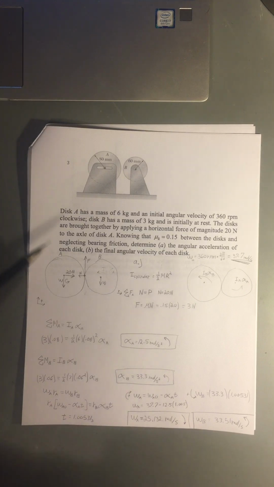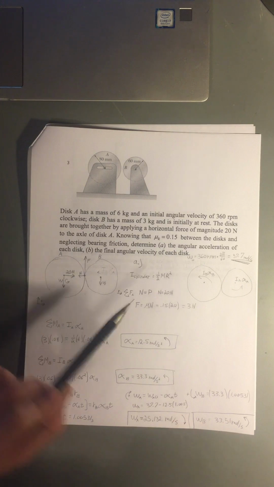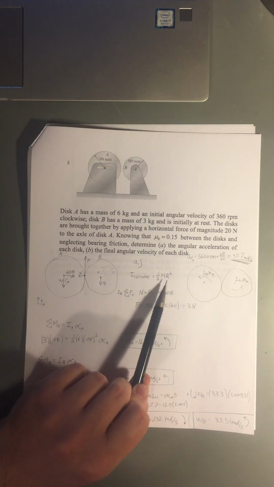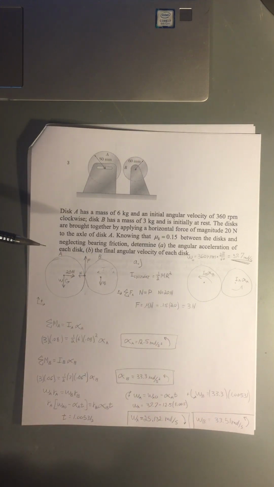We know that for a disk, this is the value for I for a disk or cylinder. And so I wrote that down so we would have that. And then I labeled all of these forces.